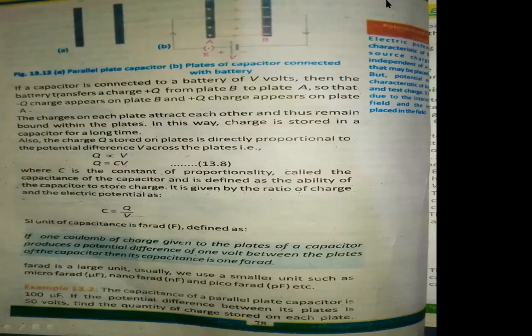I repeat, a capacitor is a device which is used to store the electric charge.